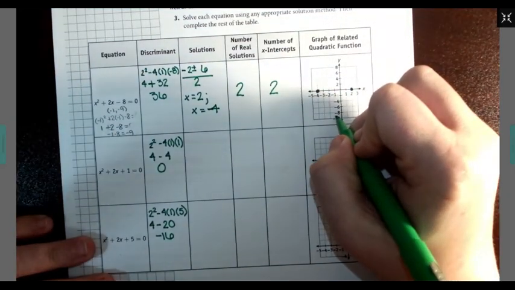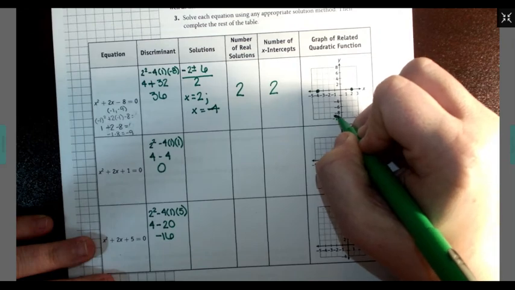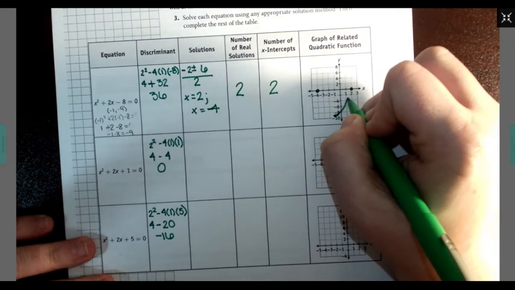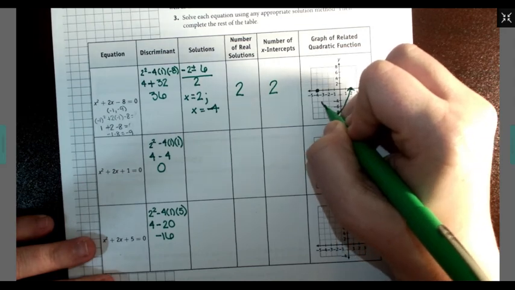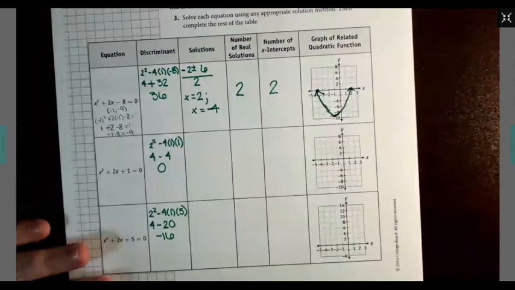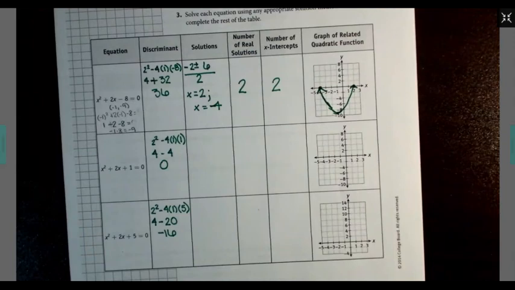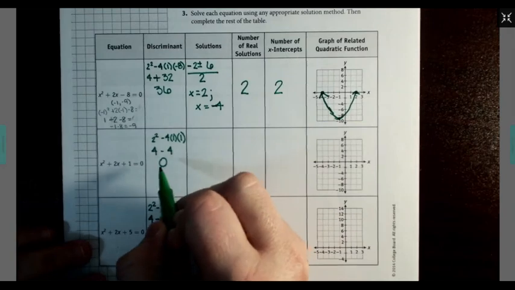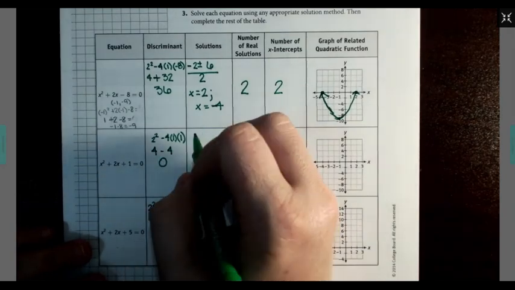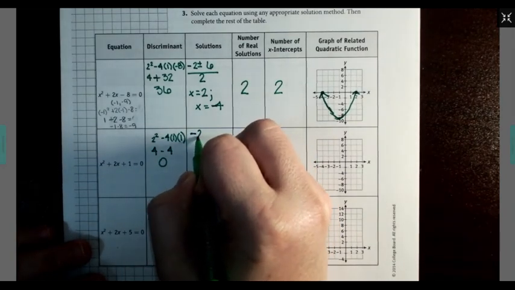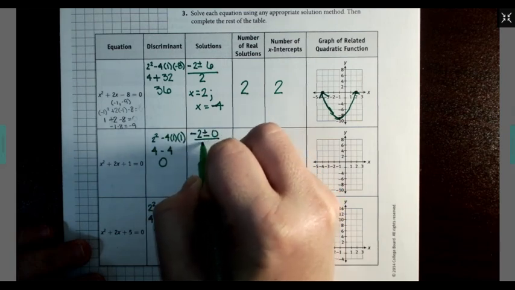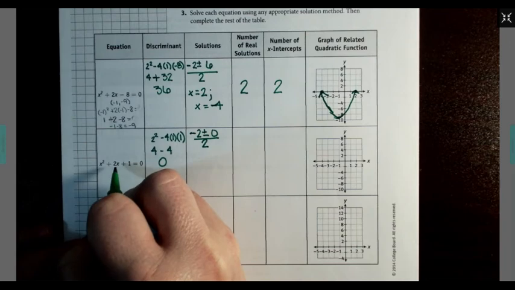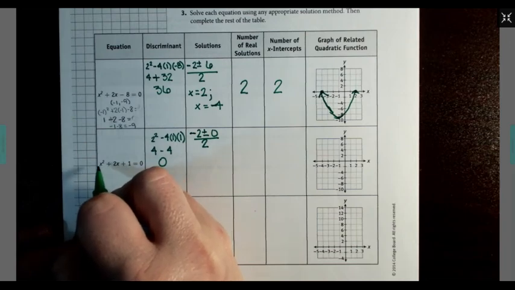Negative 1, negative 9 would be right about here. So it's going to look something along those lines. All right. So remember, this is my square root. So I've got negative 2 plus or minus 0 all over 2, because b was 2 and my a was 1.